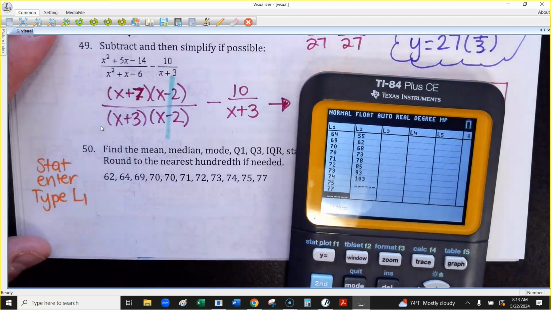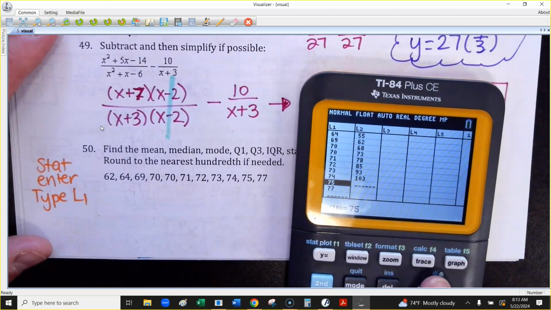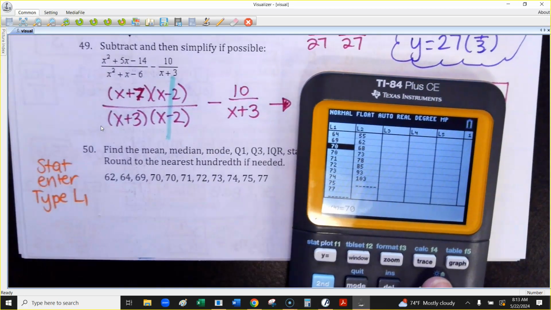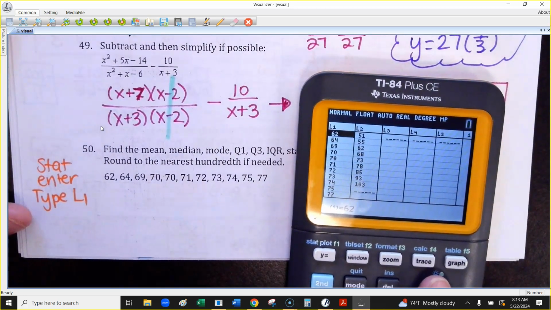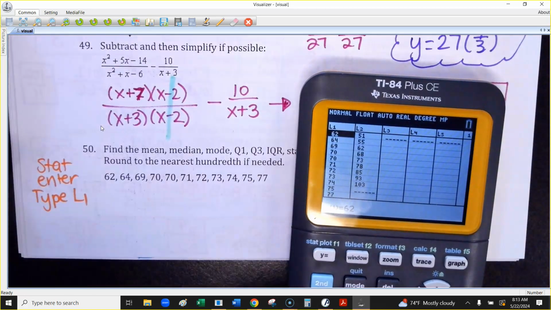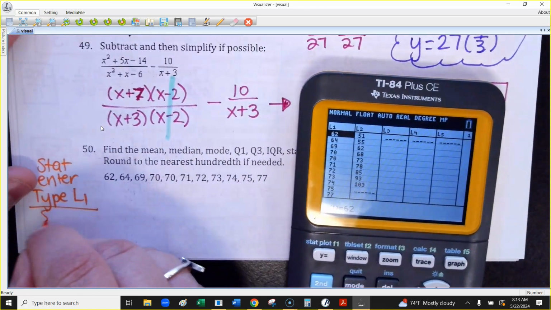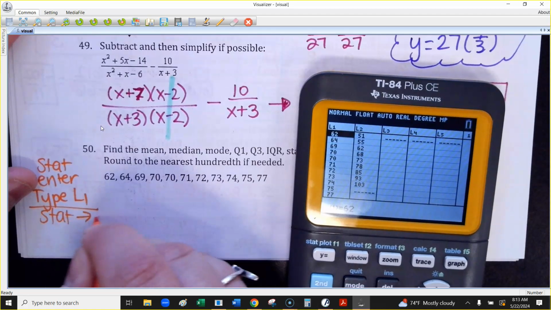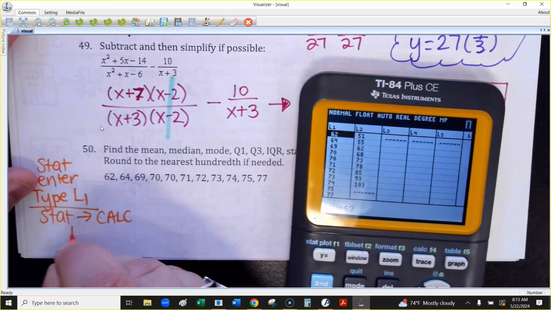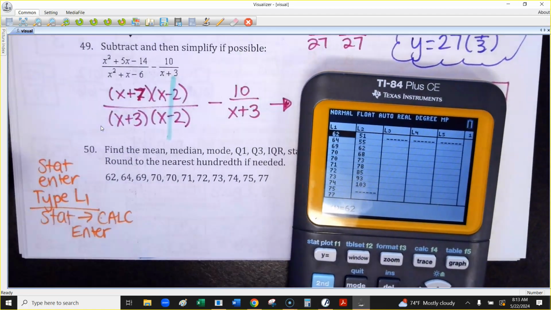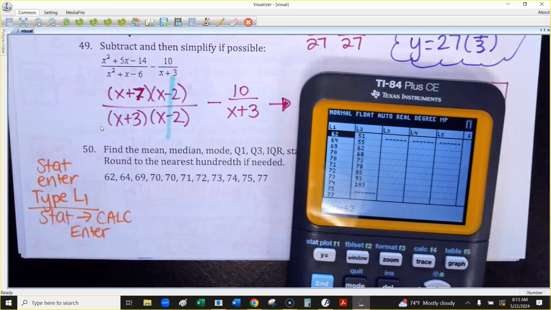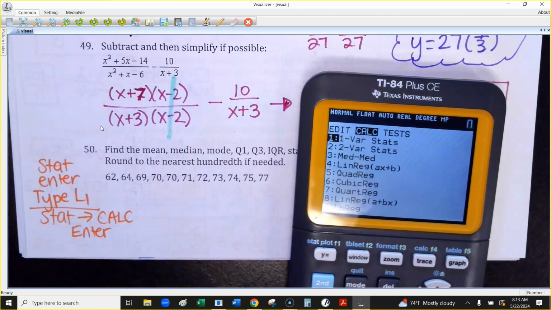Okay, and I'm just going to go back and check because there was a lot of values. Make sure I didn't mistype anything real quick. Okay, once you've got it typed in, you're just going to hit stat, arrow over to calc, and just keep hitting enter until it shows up, because the information will all be there on that first thing. So stat, calc, just keep hitting enter until it shows up.